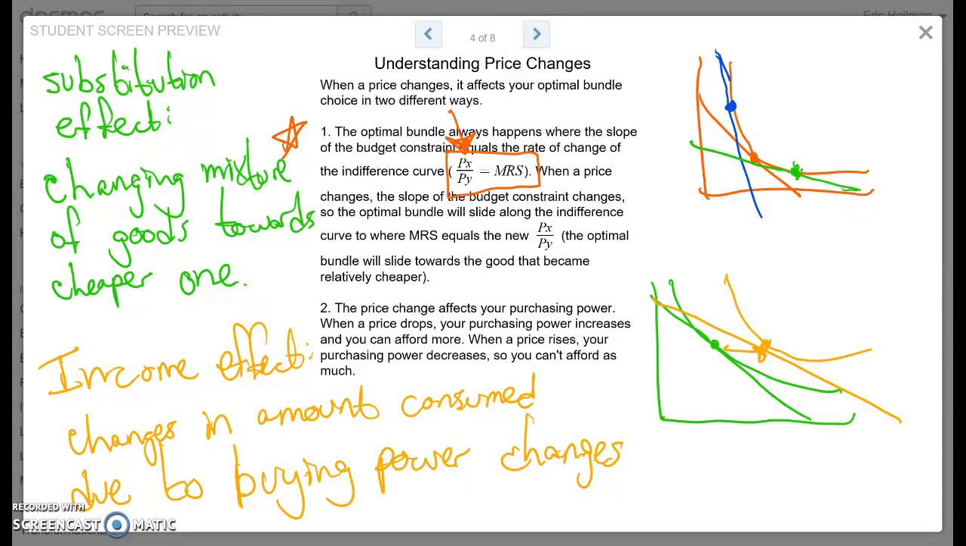And in a second, we're going to look at how we can identify the size of those two effects on a graph. All right, so put this in your notes.